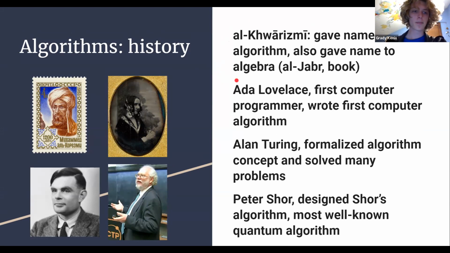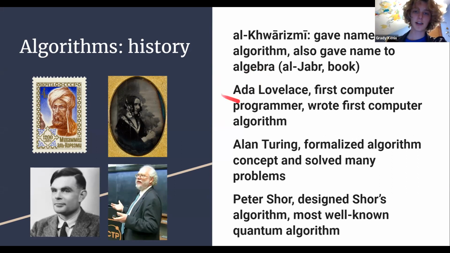So some of the first actual formalizations of the idea of an algorithm came long after the time of ancient Greece, around the year 1000, I believe, though I might be wrong about that, with this fellow here, very intelligent. He gave the name to the idea of an algorithm, but he also gave the name to the mathematical field of algebra with a book he wrote called Algebra, which got slowly mutated into the modern name algebra.